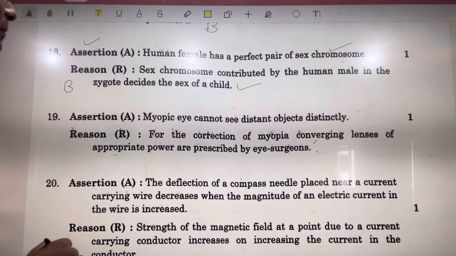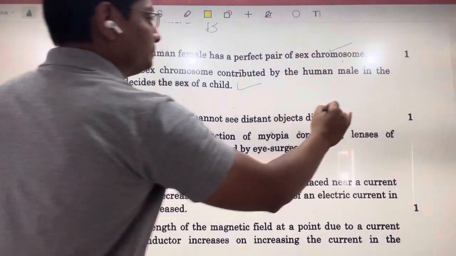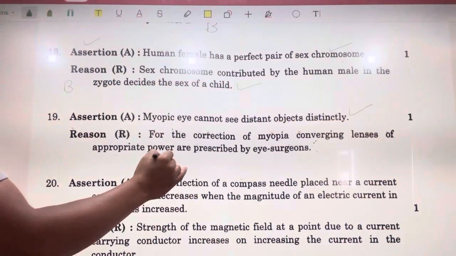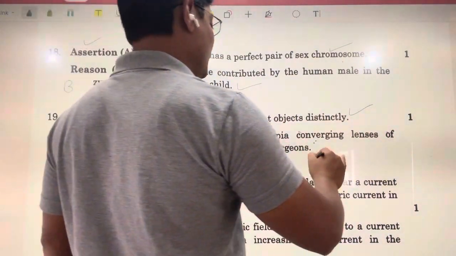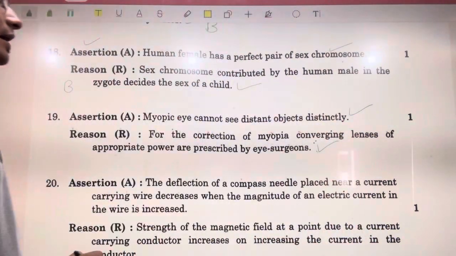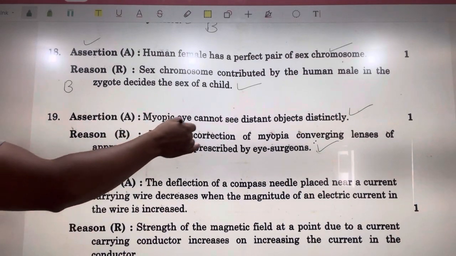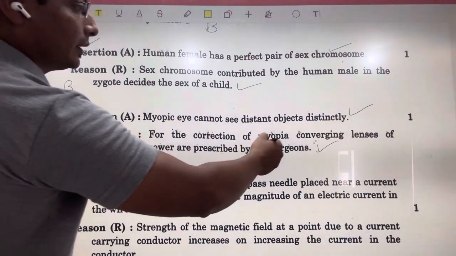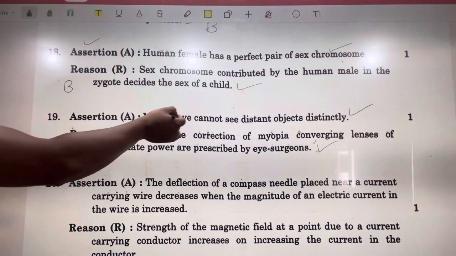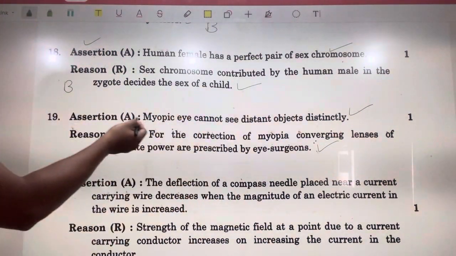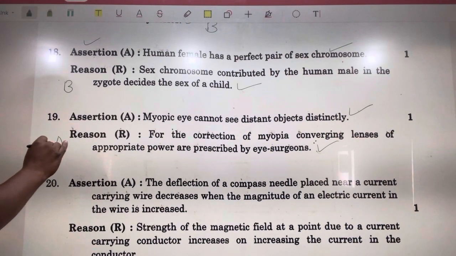The 19th question: a myopic eye cannot see distant objects distinctly, which is correct. For the correction of myopia, converging lenses of appropriate power are prescribed by the eye surgeon, which is also correct. Here there is a problem with the converging of rays from the object, and that is the reason why the person is not able to see. Therefore the reason is the correct explanation of the assertion. Therefore this is option A.